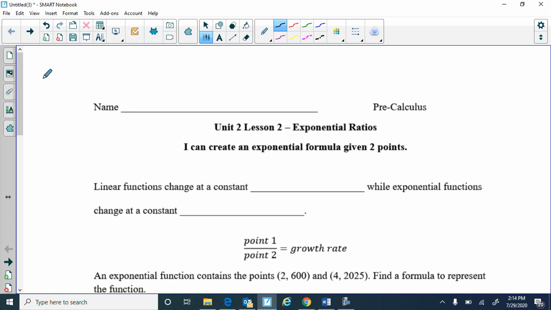Last unit, we talked about linear functions. Linear functions change at a constant rate. So in other words, you add or subtract the same number each time to get a linear function, while exponential functions change at a constant ratio. So in other words, you multiply by the same number to get from point to point on an exponential function.